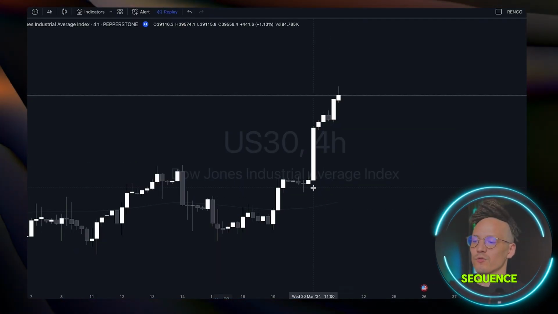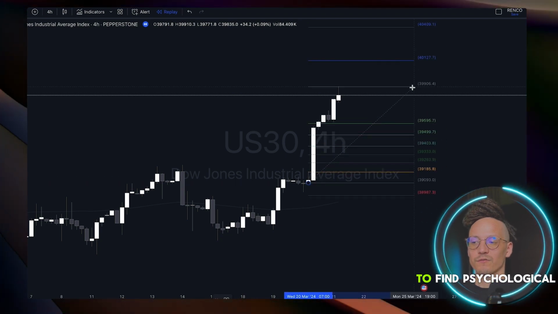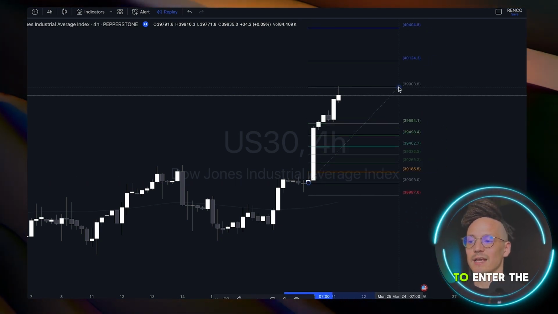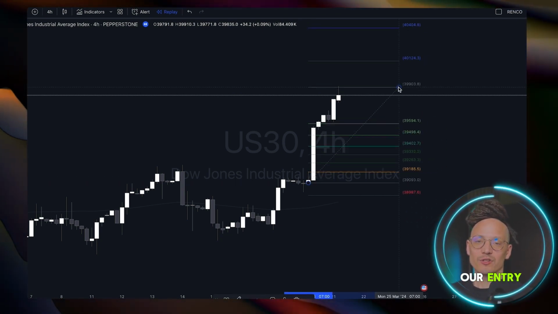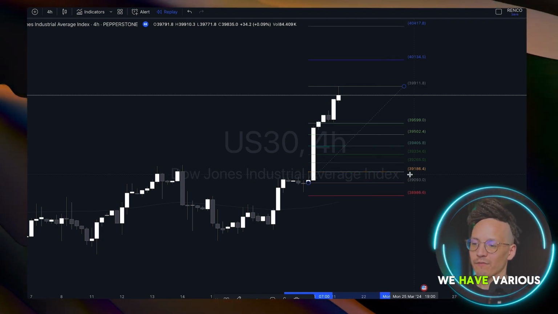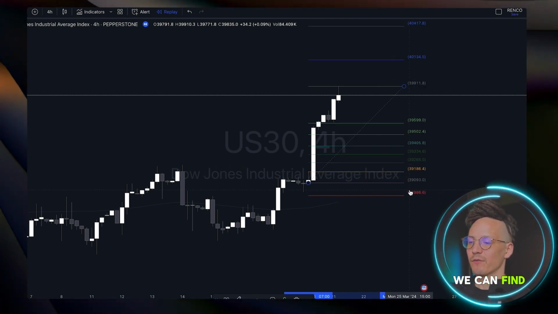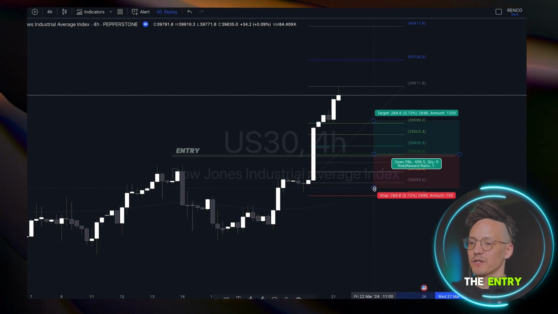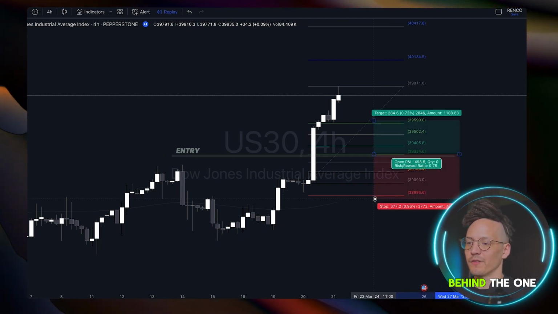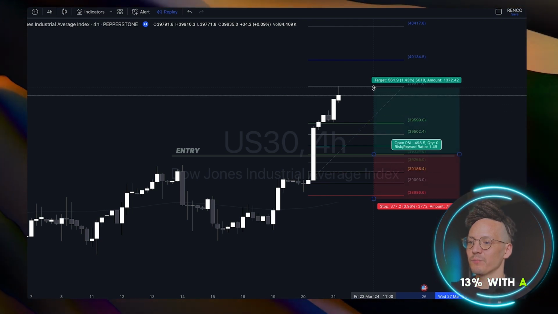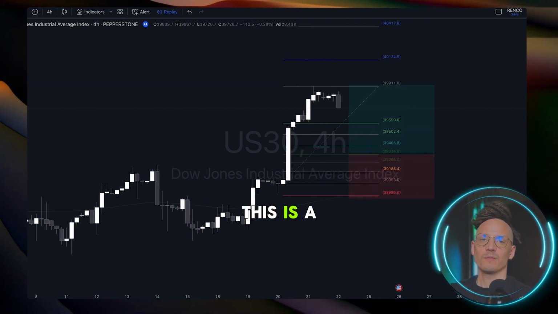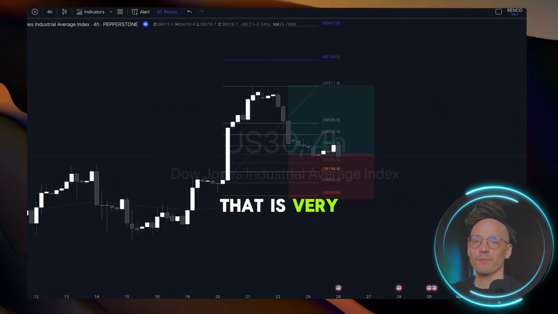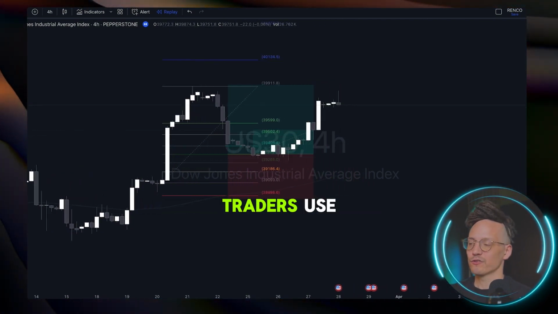Using the Fibonacci sequence, we can use those values to find psychological areas to enter the market and define our entry, stop loss, and take profit. We have various different entries that we can find right here. And for this example, we're going to use the 78.6 for the entry and put our stop loss right behind the 113% with a TP at the previous high. This is a basic Fibonacci strategy that is very profitable that not a lot of traders use.